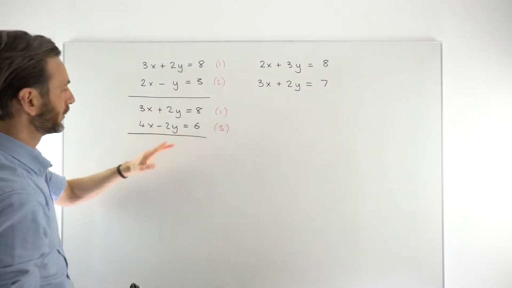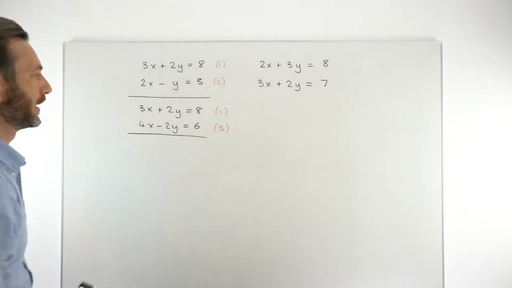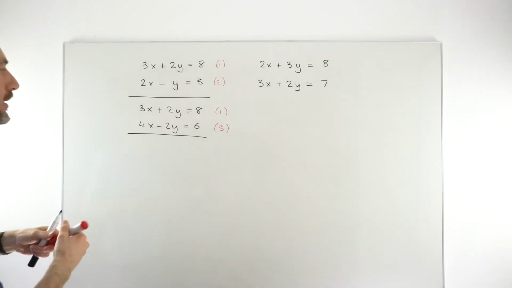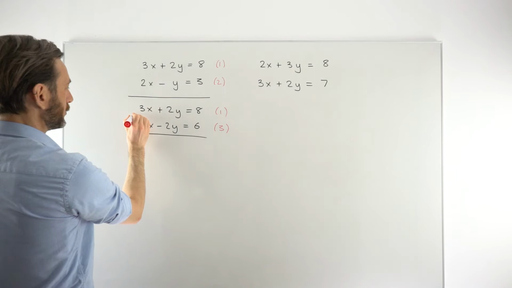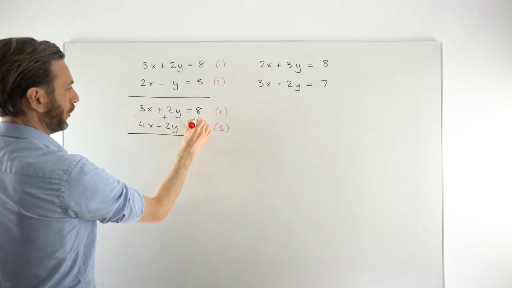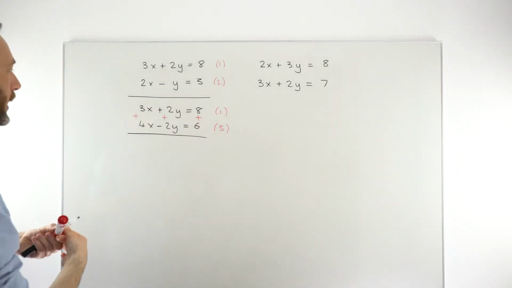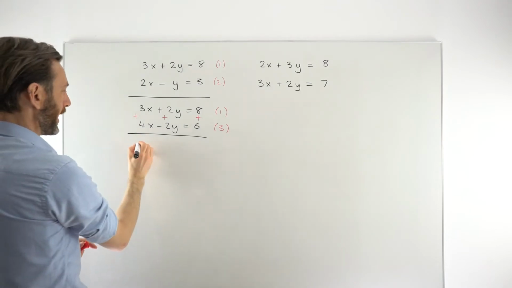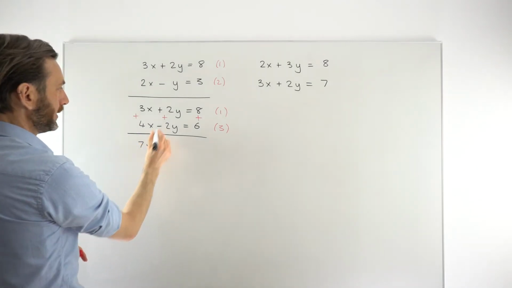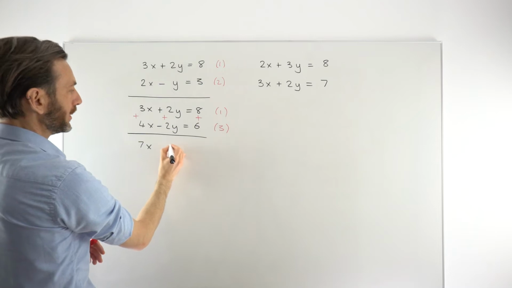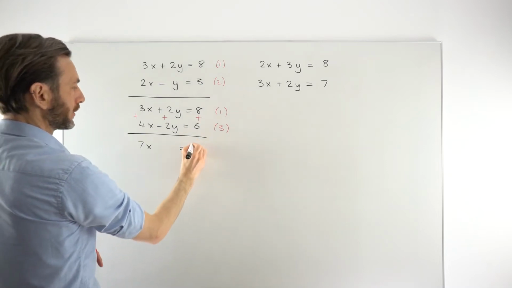We want to eliminate those because we've got a plus and a minus. That means we're going to add them together. That's what's going to make them go to 0, so we're basically adding all of these columns. Okay, so 3x plus 4x gives us 7x. These guys eliminate to 0. There's no real need to put in the 0. 8 plus 6 gives us 14.